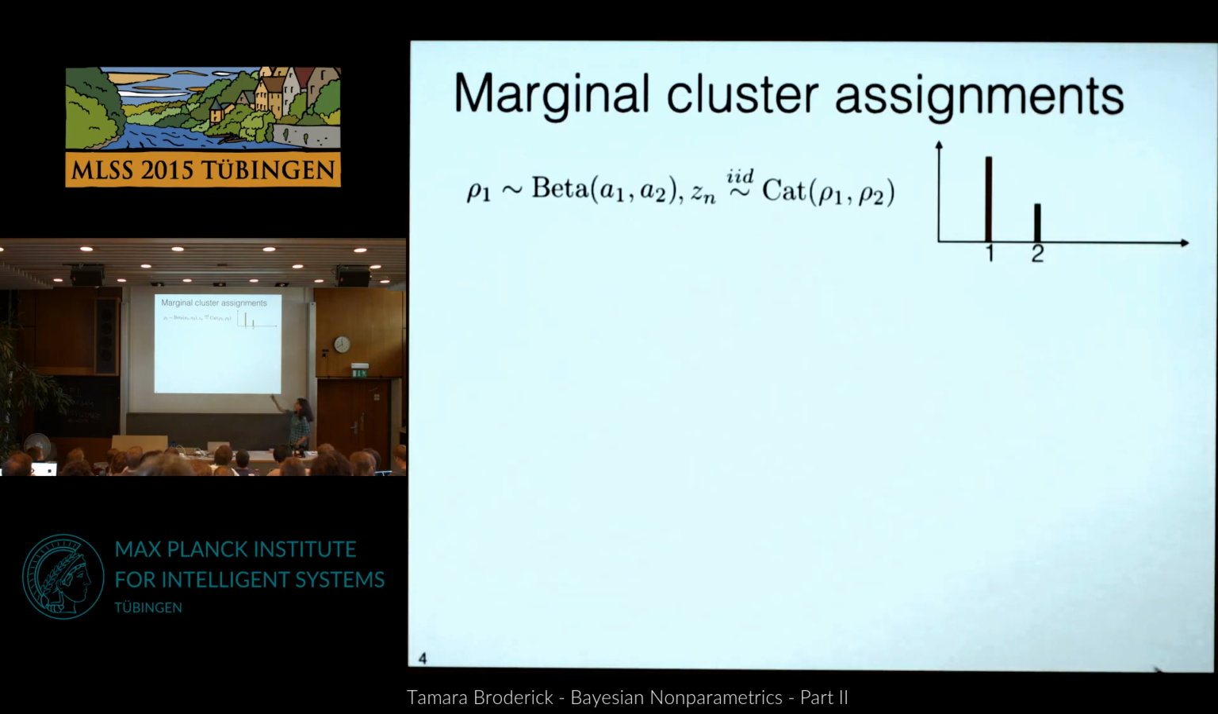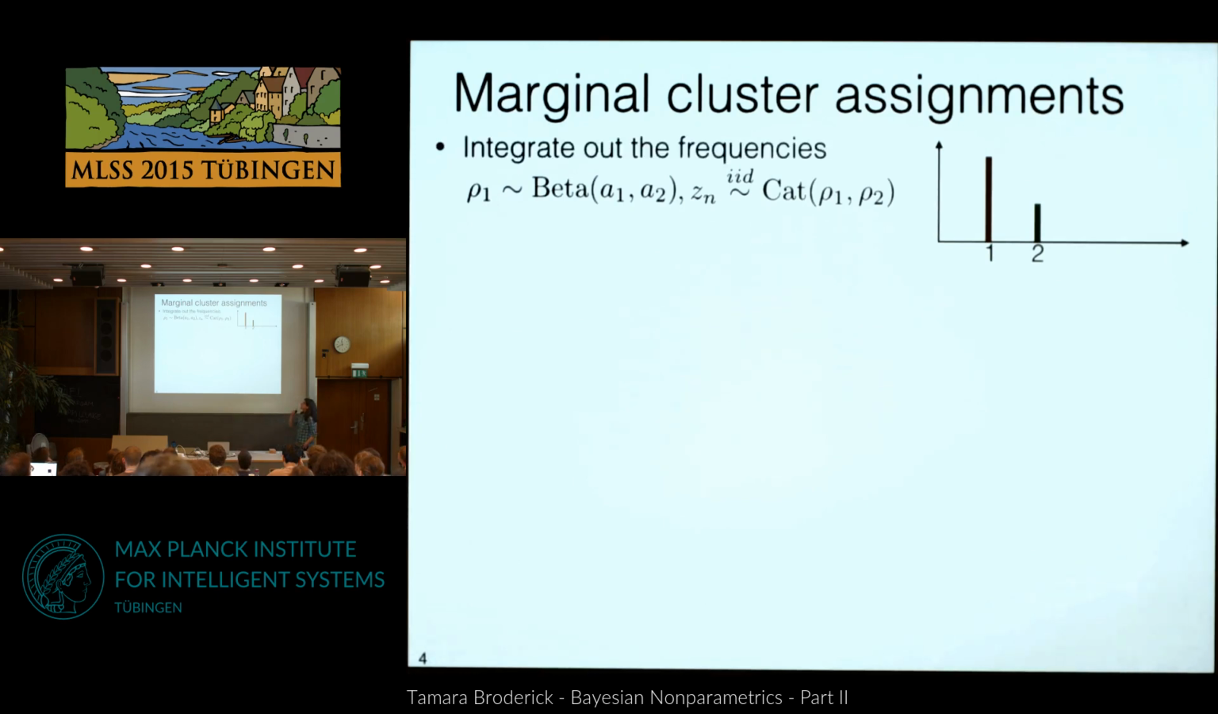Okay, so remember this model that we started off with, the two-component mixture model from last time. In the two-component mixture model, we started off by saying our rho 1 is beta distributed, and so rho 2 is 1 minus rho 1. So this gives us a distribution over 1 and 2. And then we drew our cluster assignments from the categorical distribution. That is, there are 1 with probability rho 1 and 2 with probability rho 2.